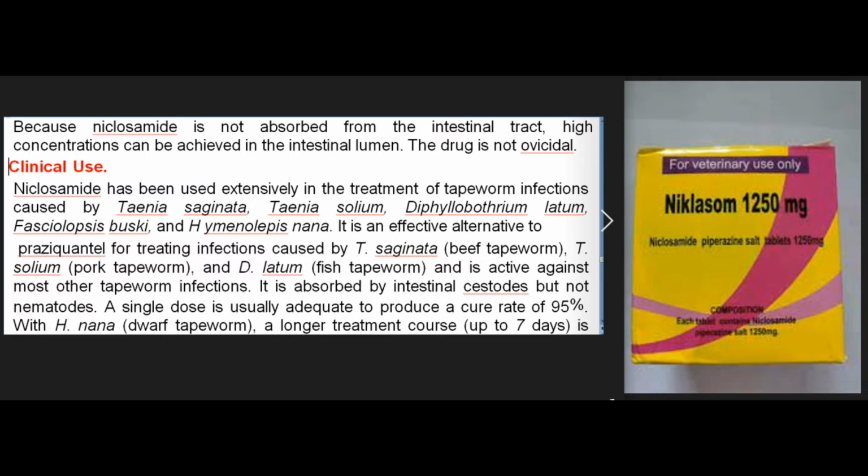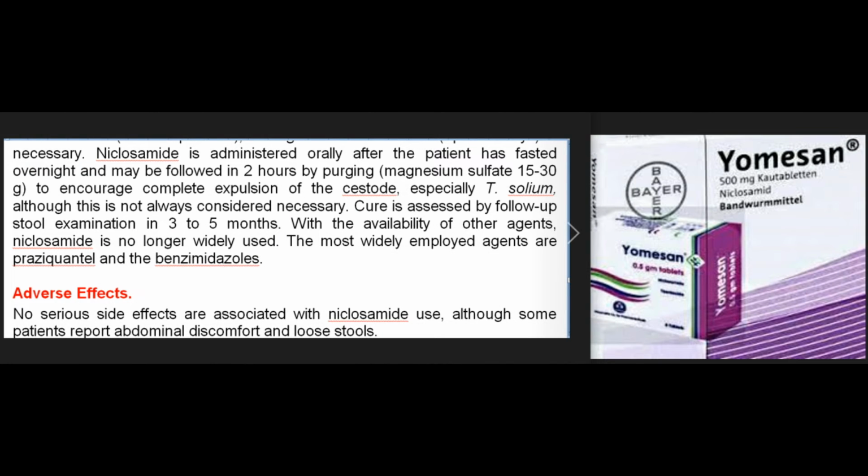It is absorbed by intestinal cestodes but not nematodes. A single dose is usually adequate to produce a cure rate of 95%. With H. nana, dwarf tapeworm, a longer treatment course, up to 7 days, is necessary. Niclosamide is administered orally after the patient has fasted overnight and may be followed in 2 hours by purging, magnesium sulfate 15 to 30 g, to encourage complete expulsion of the cestode, especially T. solium, although this is not always considered necessary. Cure is assessed by follow-up stool examination in 3 to 5 months.